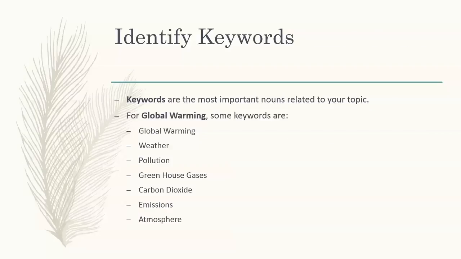You should also begin to identify keywords at this point. Something I like to do is just kind of get a piece of paper and write down words that relate to my topic. Now I've listed here that keywords are the most important nouns related to your topic. Of course, global warming is a keyword in and of itself, but you need to be thinking about other words that relate to global warming: weather, pollution, greenhouse gases, carbon dioxide emissions, atmosphere. Those all relate specifically to global warming.